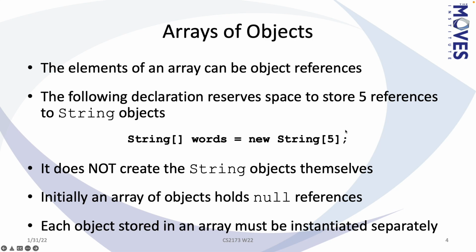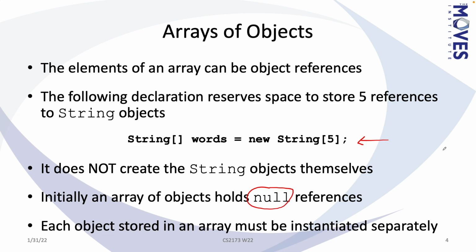So here we have an array of length 5. Okay, and this is important to remember. It doesn't create the string objects themselves. The thing to remember is that when you instantiate an array like this, and most of the time, except for just a few very little test cases where you're doing that initializer list, this is, in 99% of the time, how you're going to create an array. 99% of the time.